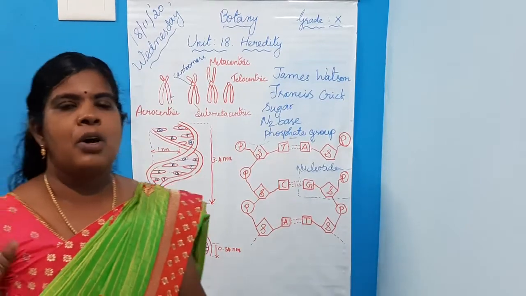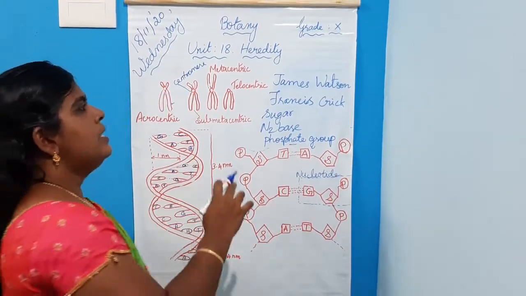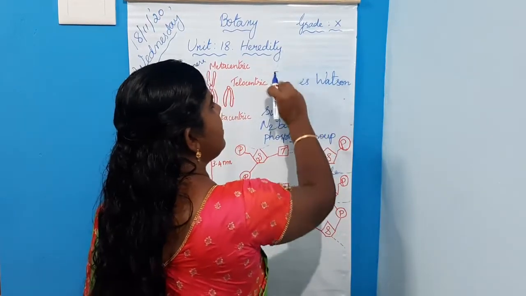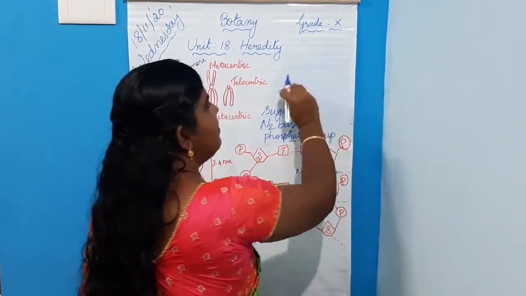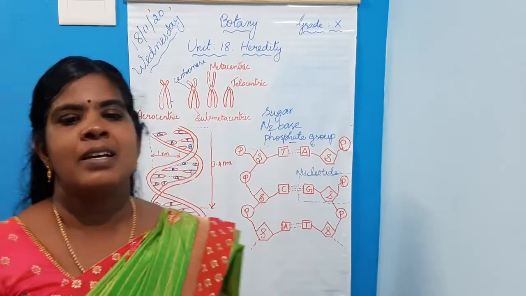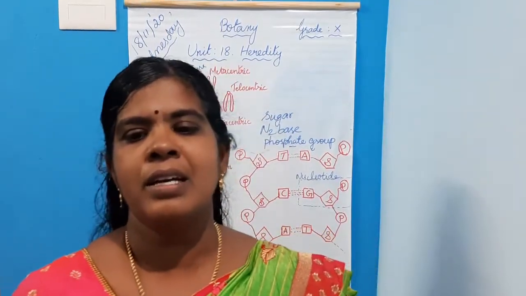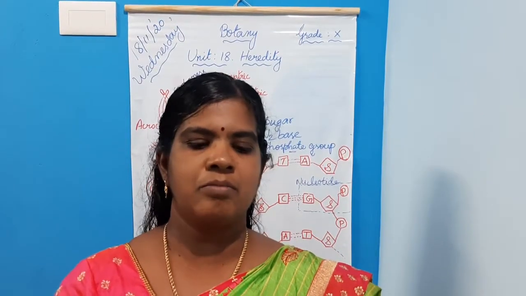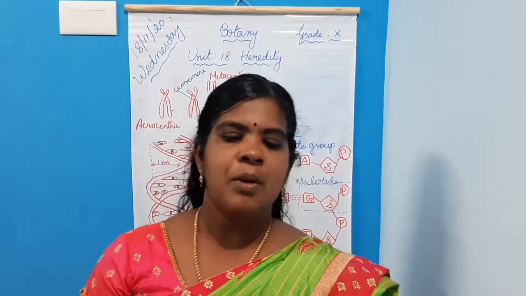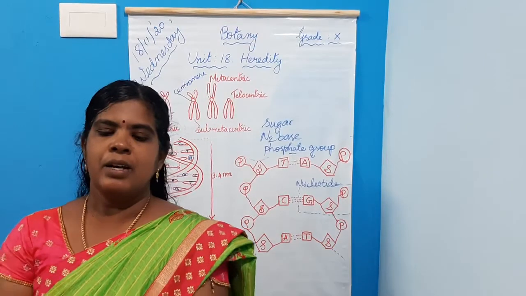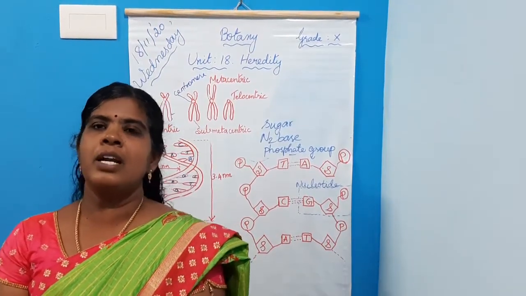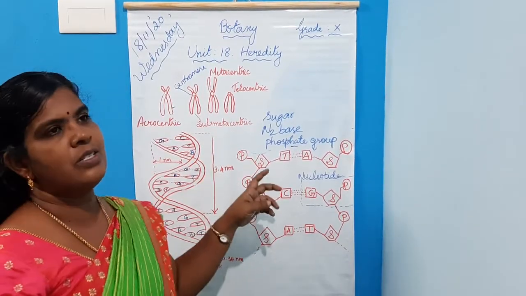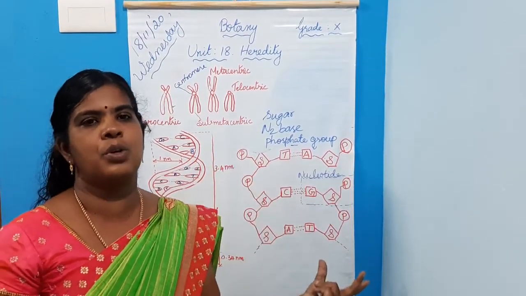So the model of DNA was proposed by James Watson and Francis Crick based on the X-ray diffraction studies made by Franklin, Wilkins and other scientists. For their discoveries, they were awarded the Nobel Prize. The DNA is a polynucleotide chain consisting of millions of nucleotides.